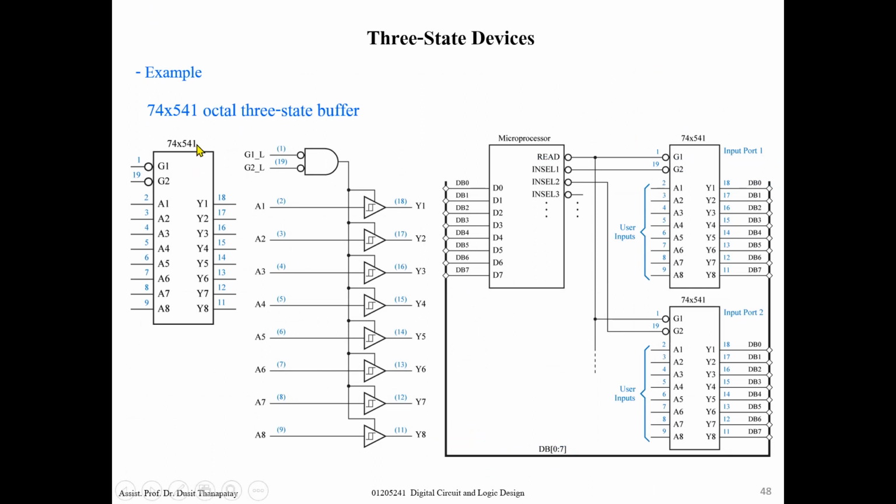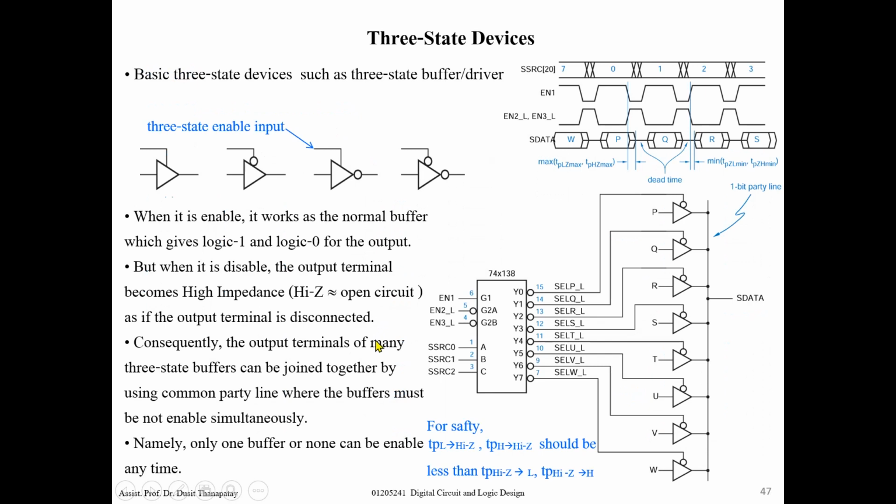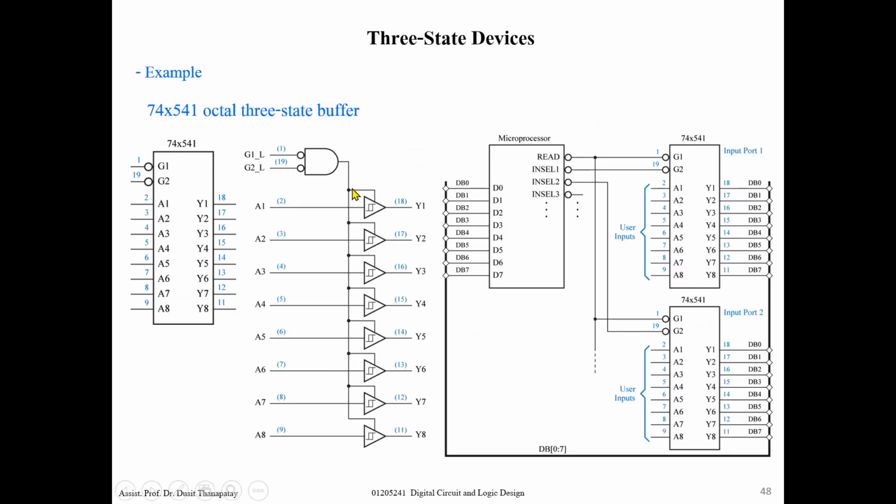And for this one, I just show some devices. It's called a three-state buffer, similar to this one. For this one, you use a common enable control from G1 and G2, together as an AND function but with active low inputs. This is just one application, used in a microprocessor to send data to some place by using this buffer. For the details, maybe you will learn next semester in the microcontroller subject.